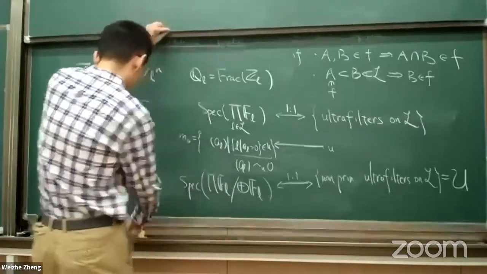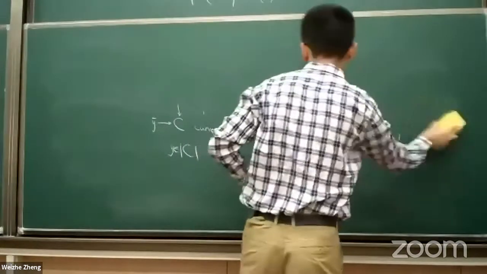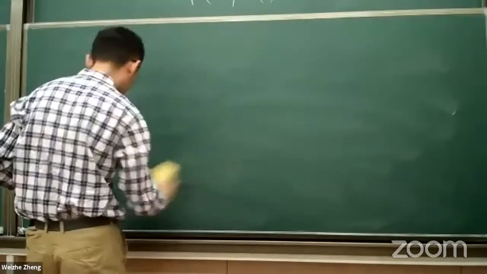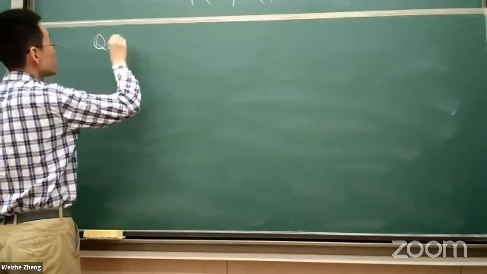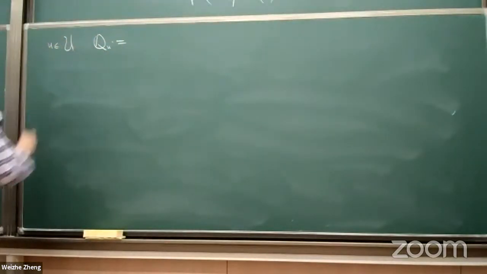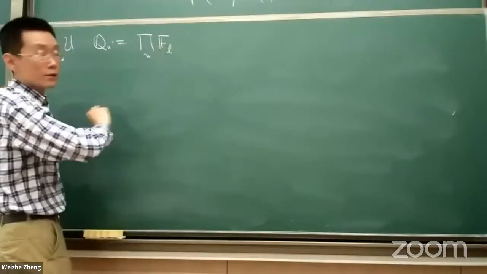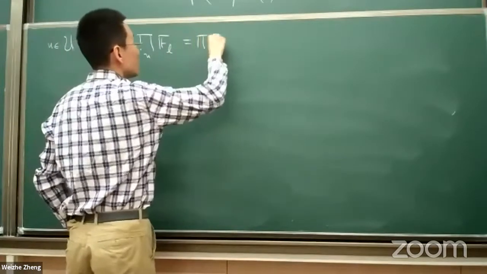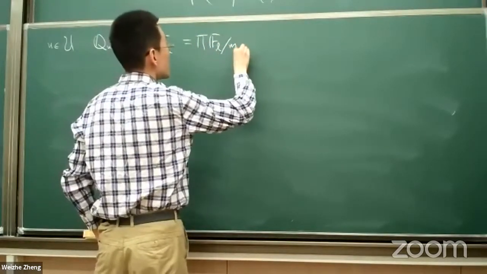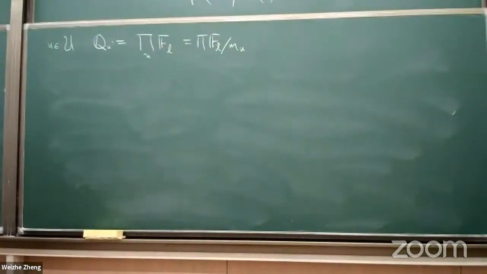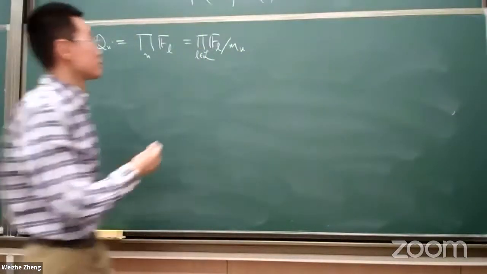And we can define this field by taking a so-called ultraproduct. So we define Q_U for each non-principal ultrafilter. We define Q_U to be the so-called ultraproduct of the F_ℓ. And this is simply the product of the F_ℓ quotiented by the maximal ideal corresponding to U, or the equivalence relation corresponding to U. And this is a field of characteristic zero.